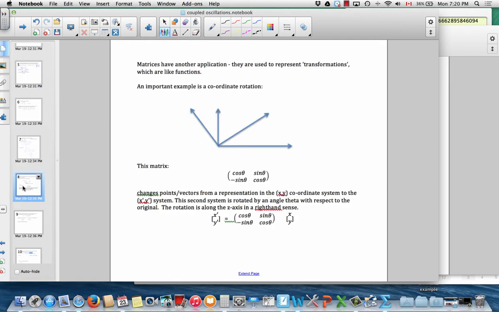And you know that because you've done linear algebra already. So matrices can be used to represent systems of equations and solve systems of equations. And you can do, just as a simple example, a 2 by 2 system in your assignment. But that's not all matrices are good for. Matrices can also represent transformations. An important transformation in physics is a coordinate rotation. So rotating from, say, an x, y coordinate system to an x prime, y prime coordinate system.